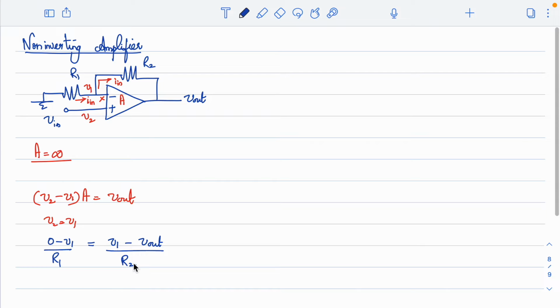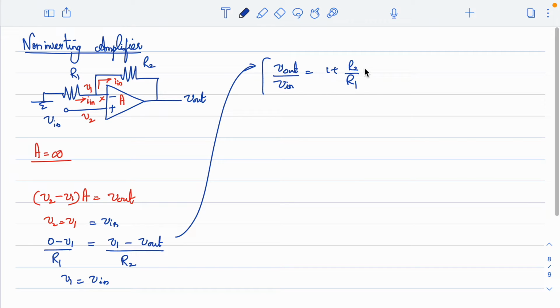Right. Now, the only difference is that V1 and V2 will be equal, and that is equal to V in, because V2 is not connected to ground, rather V2 is connected to V in. So if I write V1 as V in, I can write this as V out by V in is equal to 1 plus R2 by R1. If I rearrange this expression, you will get this as the expression for infinite open loop gain.